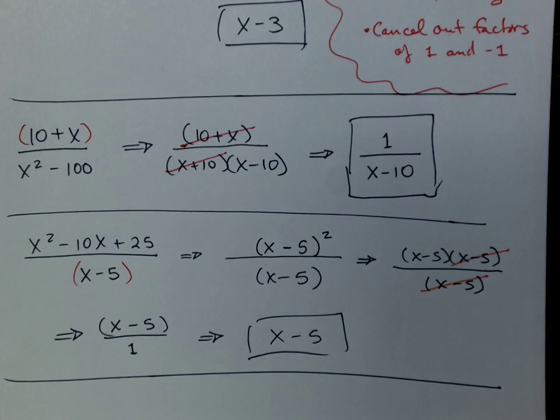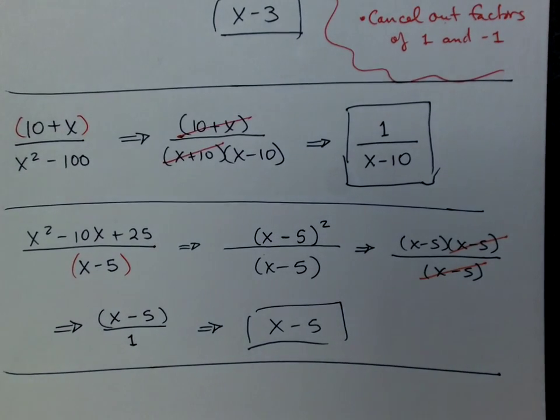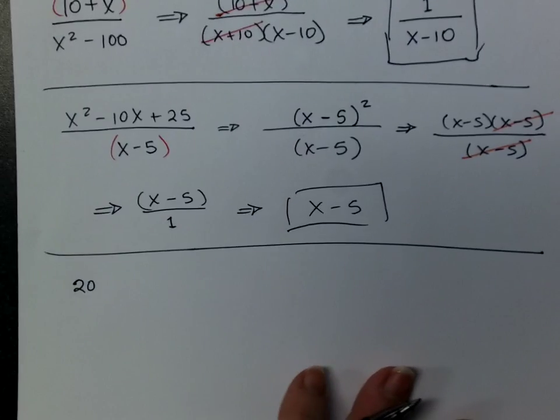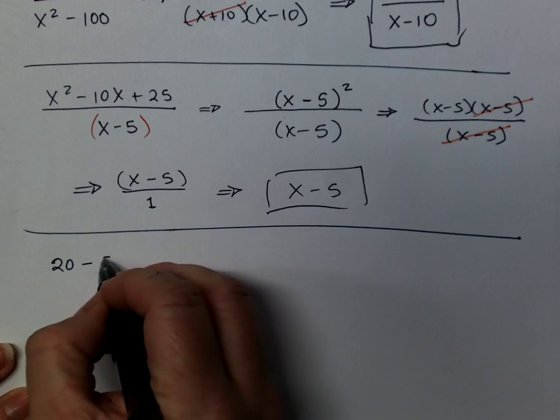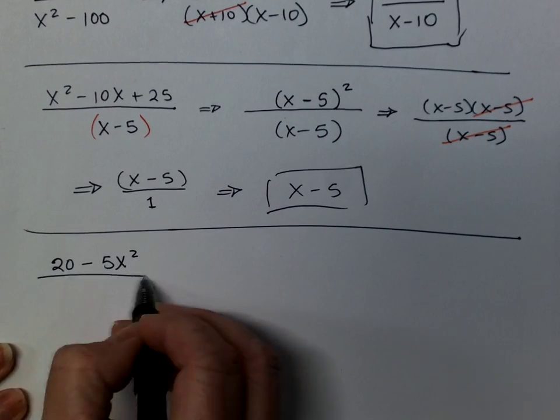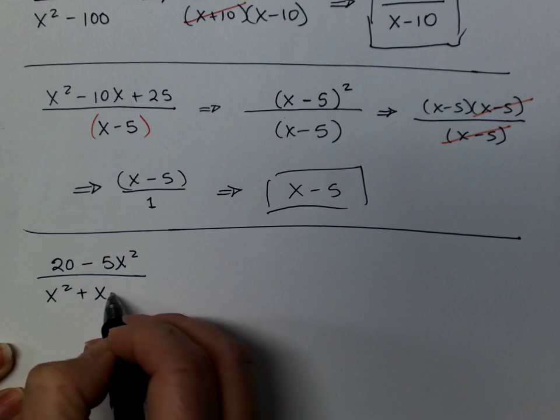And let's see an example. Let's take that further now with this one. So do 20 minus 5x squared over x squared plus x minus 6.